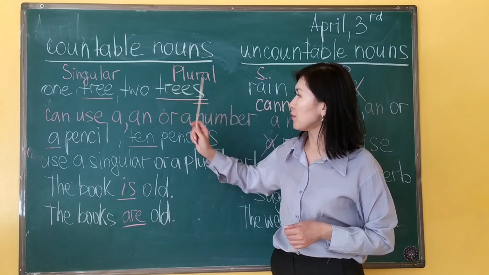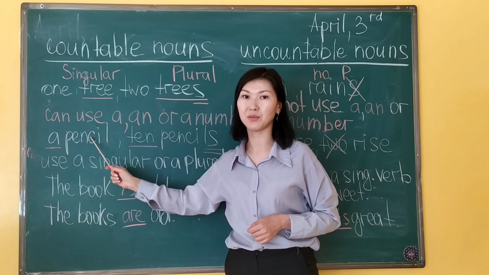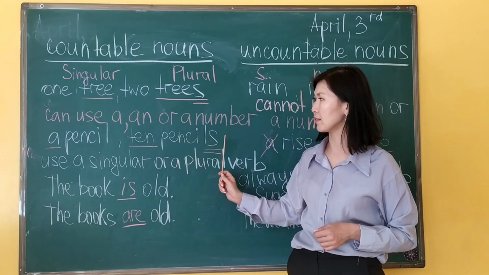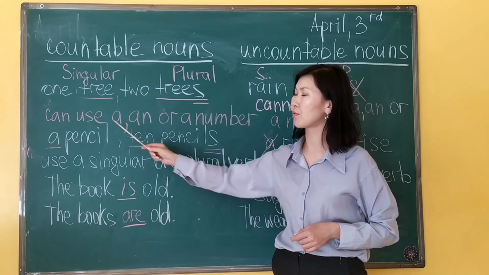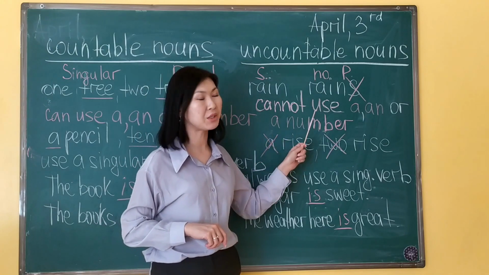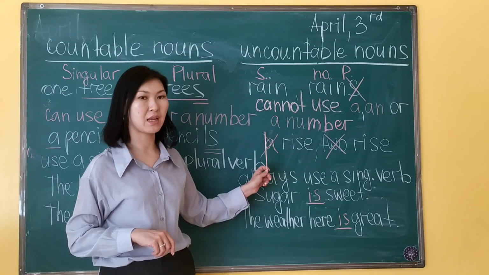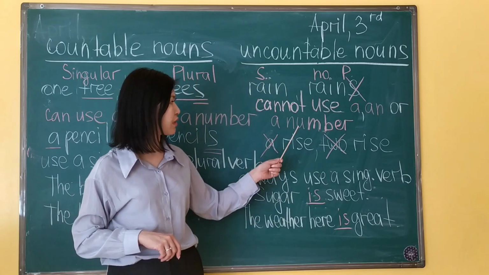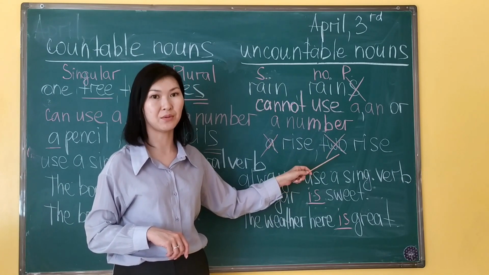With countable nouns, we can use "a" or a number before the noun. A pencil or 10 pencils. With uncountable nouns, we cannot use "a" or a number. For example, we cannot say "a rice, 2 rice", no. We just say rice without "a" or a number before the noun.